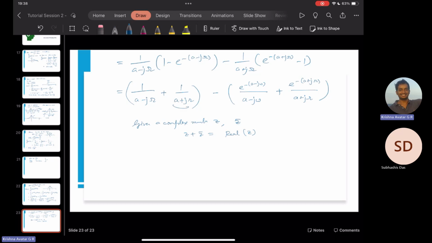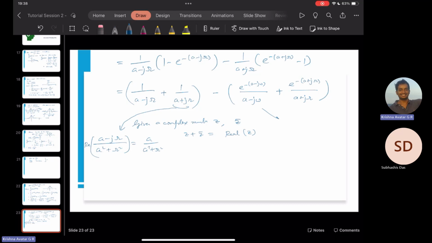So let's pick any one. Maybe just simplify this. You have to multiply by minus a minus j omega in the denominator as well as the numerator. So in the denominator, you'll have a minus j omega, so it will be a squared, minus into minus, so it's like plus omega squared. So the real part of this is just a by a squared plus omega squared, right?